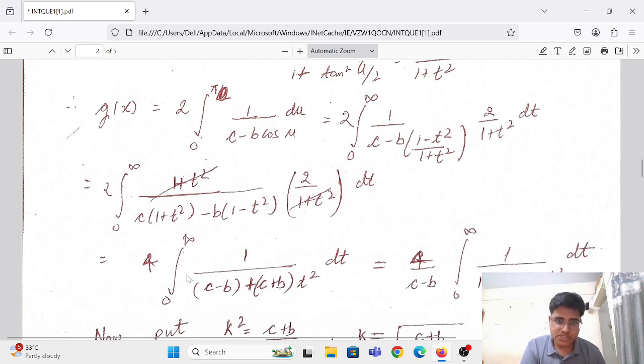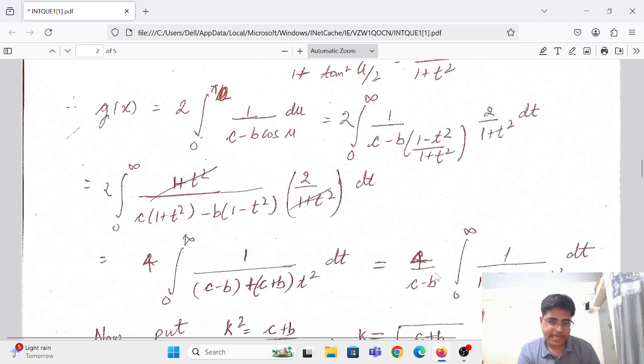So 4 times the integral from 0 to infinity. The limits changed as I've discussed before. So it's 4 times the integral from 0 to infinity of 1 over c minus b plus c plus b times t squared. How did I get that? So you see over here c minus b and c plus b t squared. Okay, so we get this.